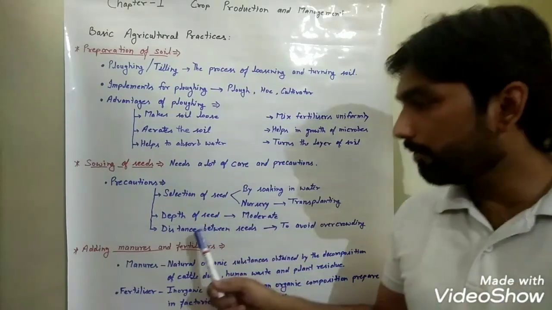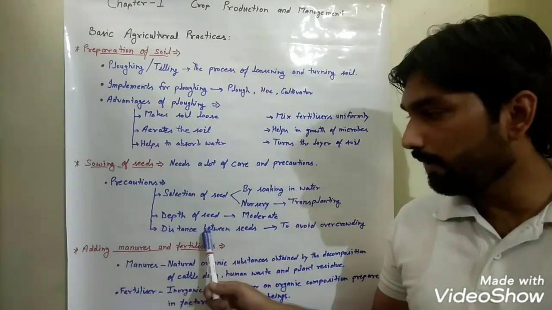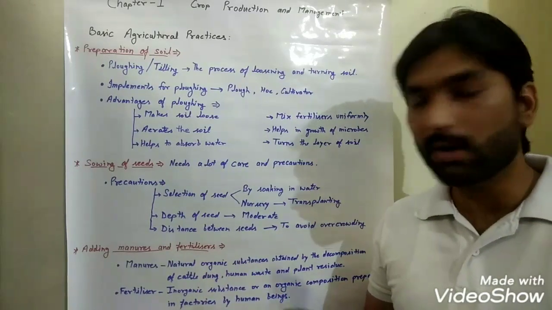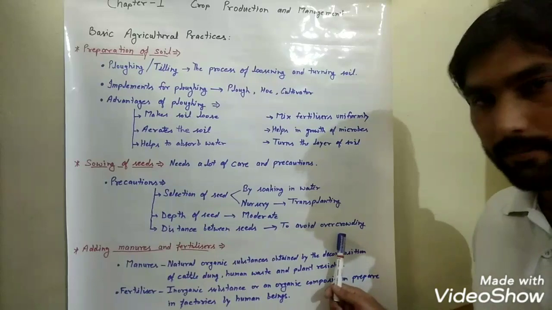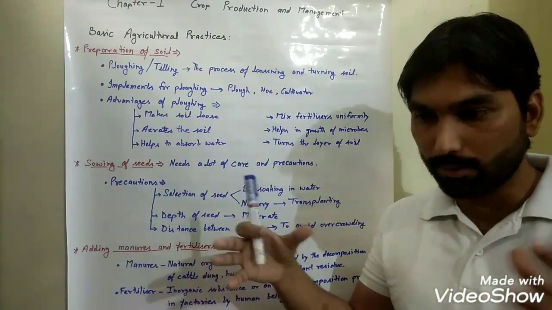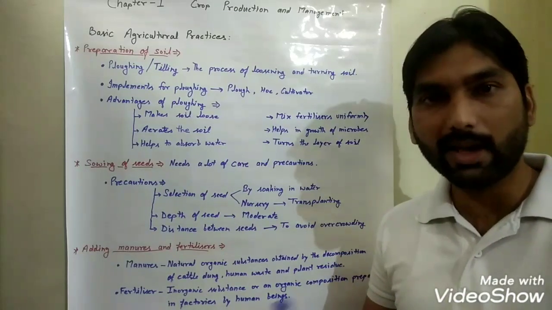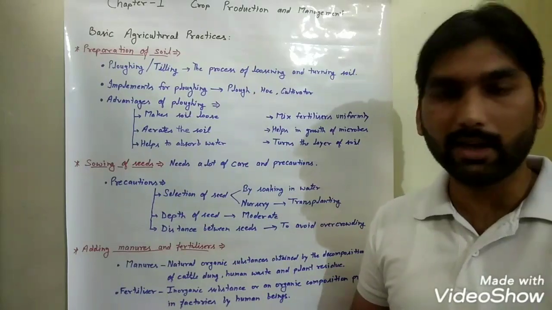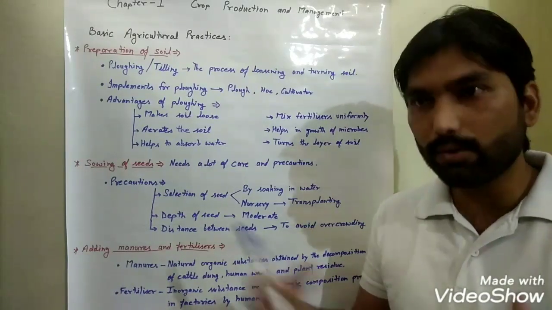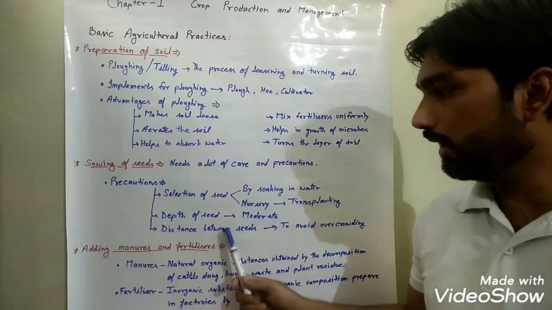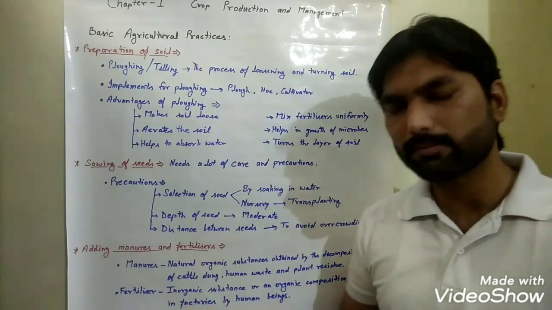So the last one is what? The distance between the seeds must be moderate to avoid overcrowding. If the seeds are grown close together, they will not be able to absorb sunlight and nutrients, and they will not be able to grow sufficiently. So the distance must be moderate while sowing the seeds.